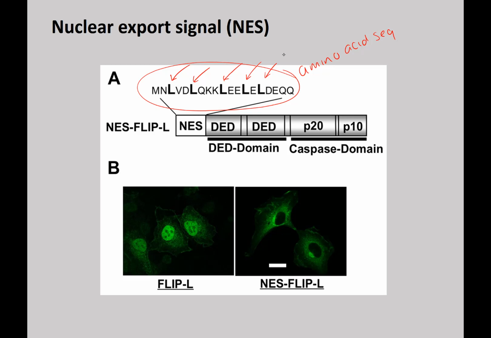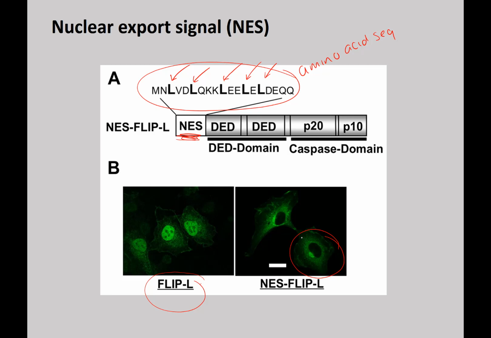So it's amino acid sequence, and what they did here is they had this protein that normally localizes to the nucleus, and they cloned in a nuclear export signal, and so now the protein leaves the nucleus.